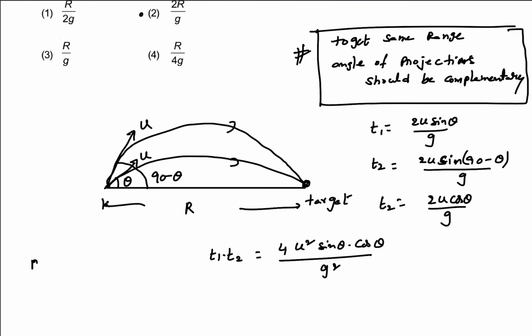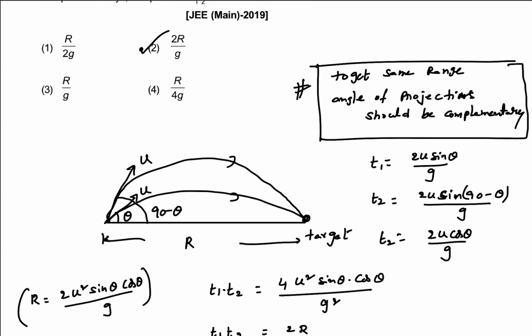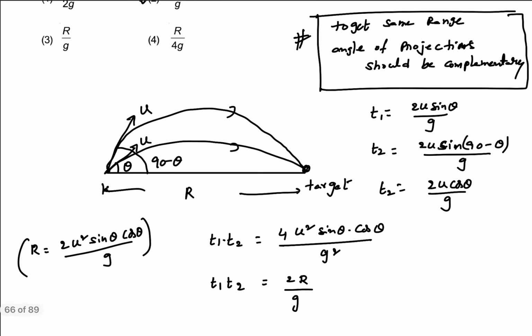If you write the range formula, we get 2u square sin theta cos theta divided by g. I told you range has different relations: u square sin 2 theta by g, or 2u square sin theta cos theta by g, or 2 ux uy by g. From this you can write that t1 into t2 is equal to 2 into 2u square sin theta cos theta by g, which is r, divided by g extra. So you can see 2r by g is the value. Second option is the correct option. Okay, next.